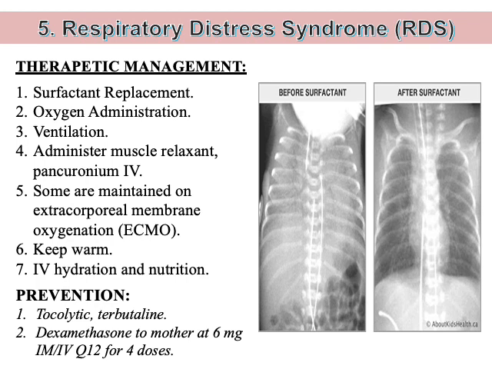How do we now prevent RDS? We can prevent RDS. We know that RDS is predominantly caused by prematurity and its associated inadequacy of the lung surfactant. So one, tocolytic or terbutaline can be given to mothers to prevent premature birth.